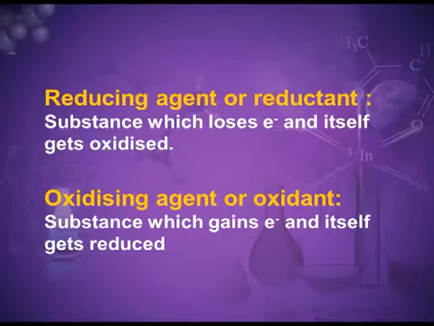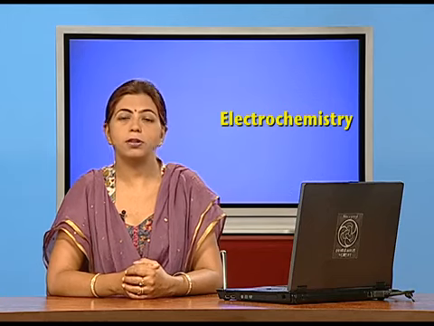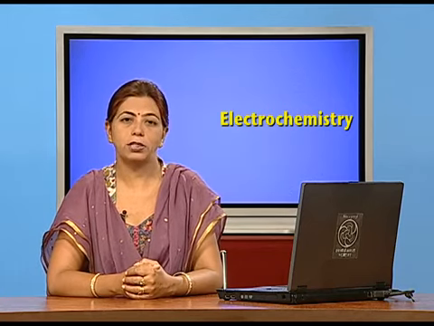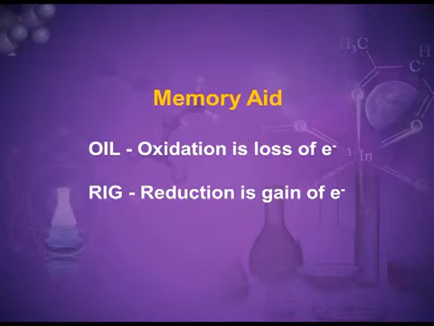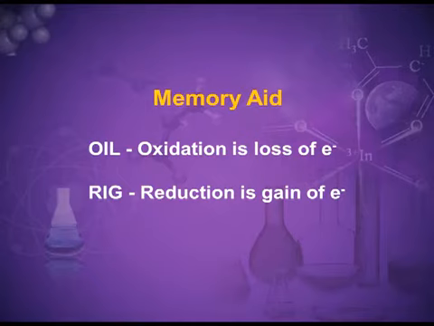Let us know what is a reducing agent and what is an oxidizing agent. The substance which loses electrons is itself oxidized and is known as the reducing agent. The other substance which gains electrons is itself reduced and is known as the oxidizing agent. To remember this, let me give you a memory aid. OIL, O-I-L, that means oxidation is loss of electrons. RIG, R-I-G, that means reduction is gain of electrons.